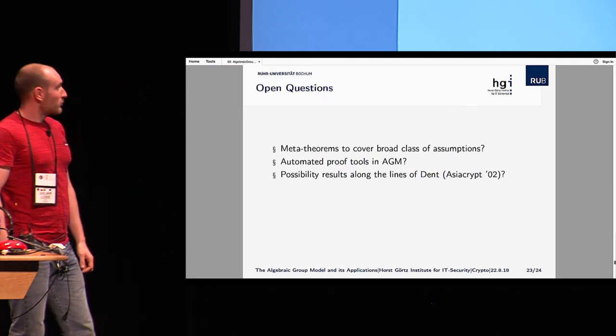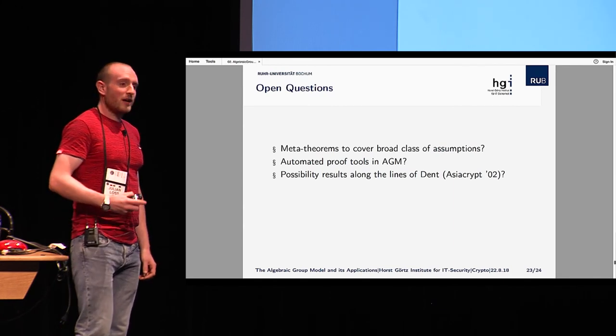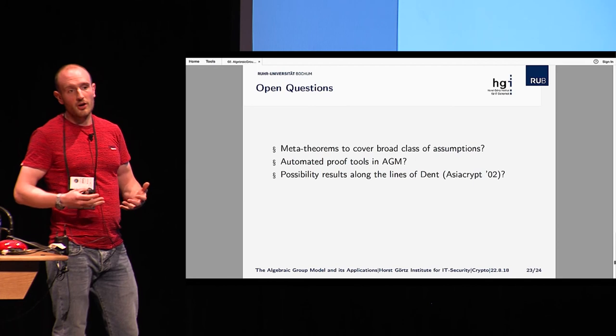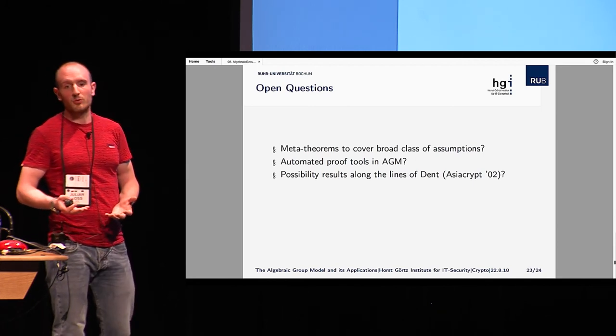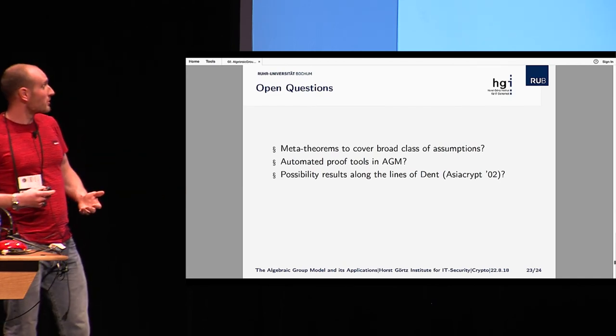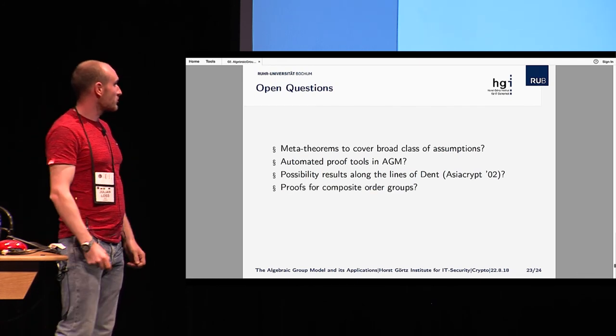Then, maybe, can we prove some possibility results along the lines of Alexander Dent at AsiaCrypt 2002? So basically what he shows is that there are some schemes that are secure in the generic group model but are insecure, pathologically, when instantiated in the real world. So maybe it's also possible to come up with such schemes which can be proven secure in the algebraic group model instead. This would be interesting.